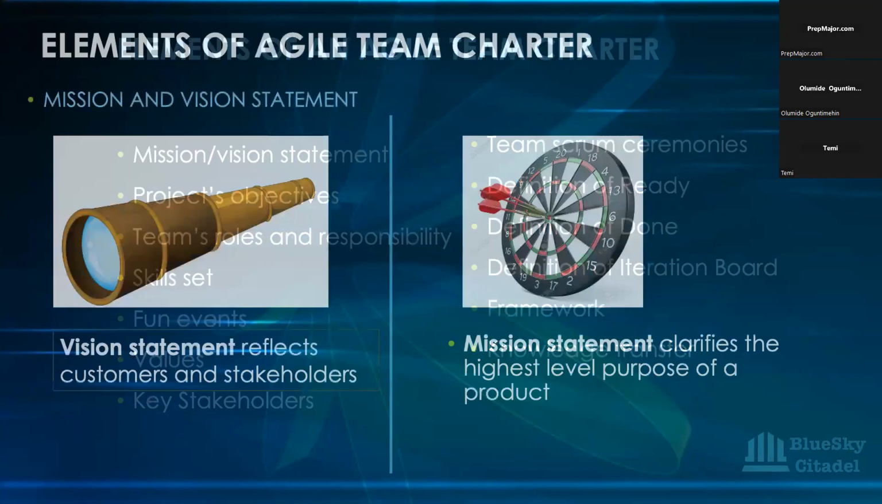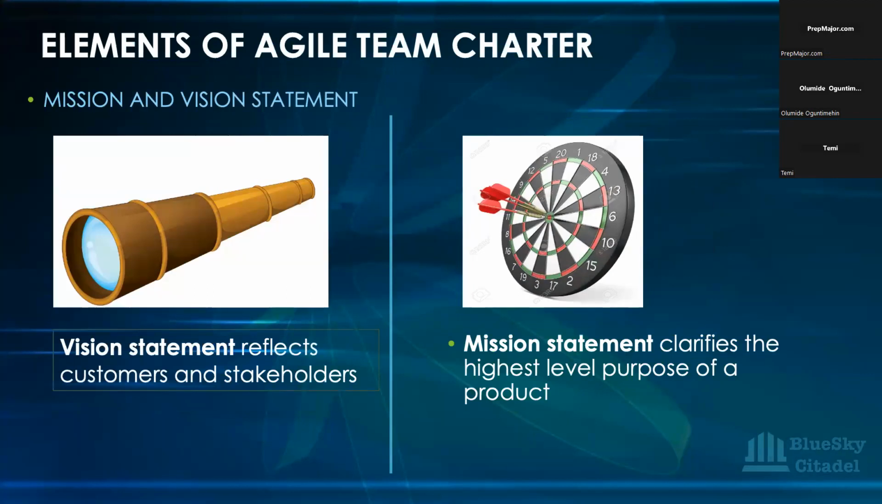So the mission and vision statement is very important. The vision statement is like a description of the future state of the solution that is being developed. It gives a reflection of the customer and the stakeholders' needs and the capabilities to meet these needs. Let's note that this vision statement should be achievable and aspirational, and it should provide an overview and purpose of the solution that we are trying to develop as a team.